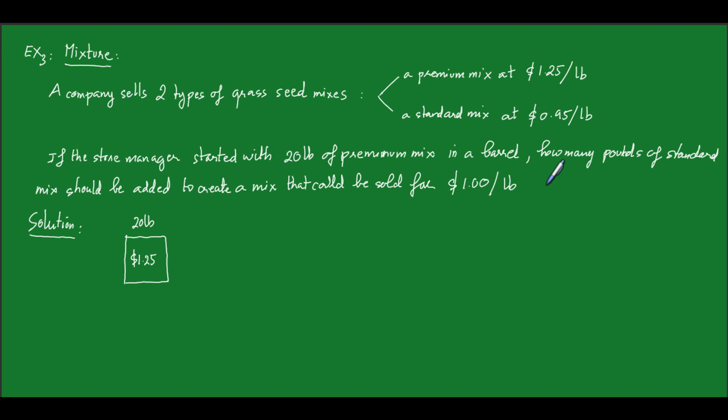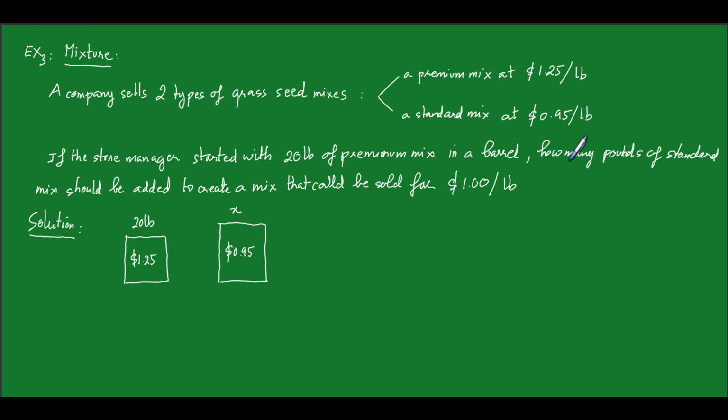Okay. So the thing is that this manager combines the premium mix with the standard mix. This represents the standard mix, and they're asking you for the standard mix, so I'm going to name x representing the standard mix, and this standard mix is only $1.95 per pound.